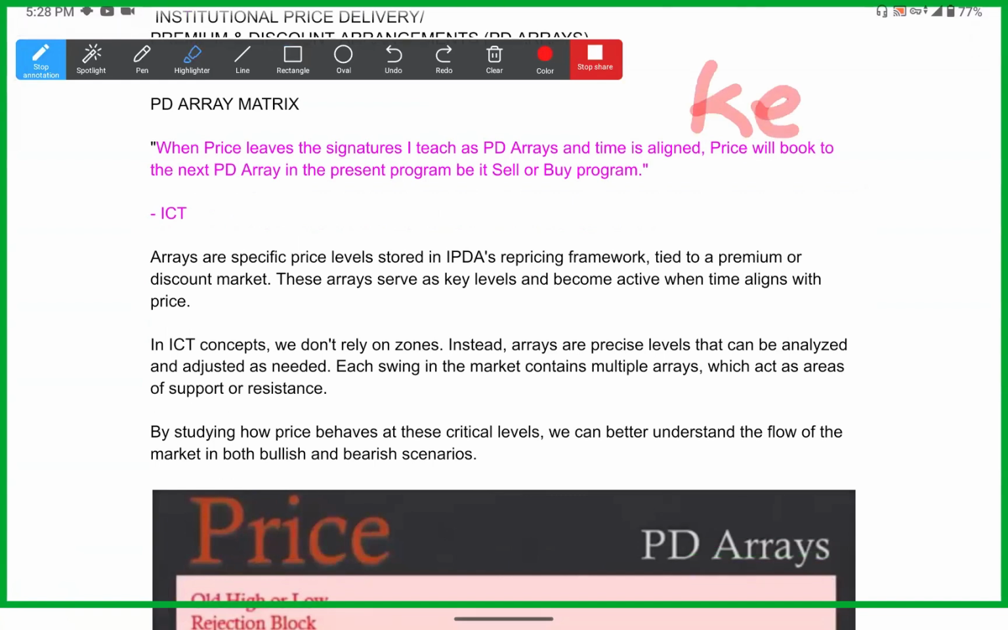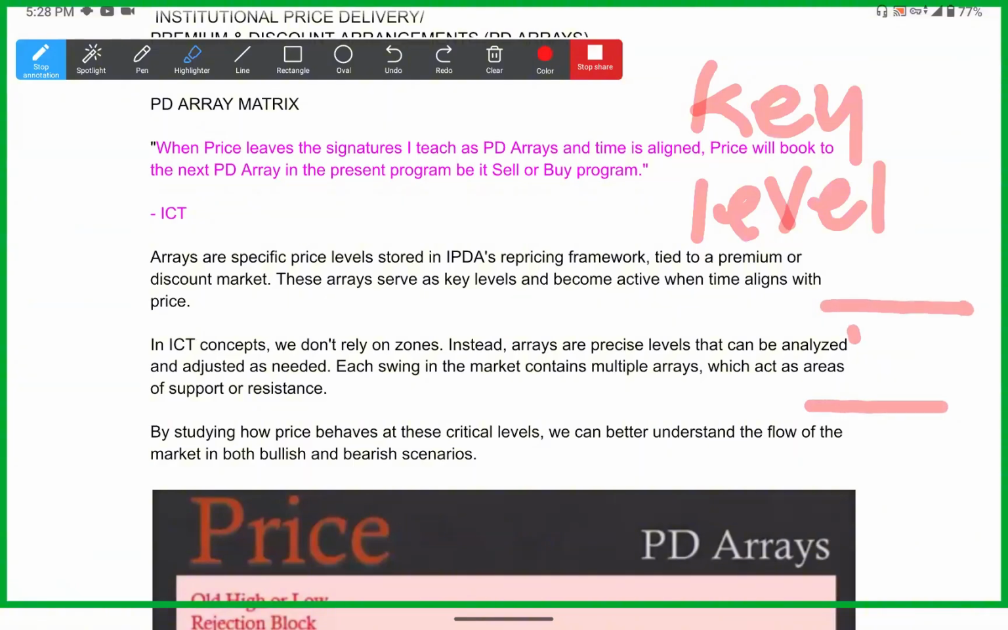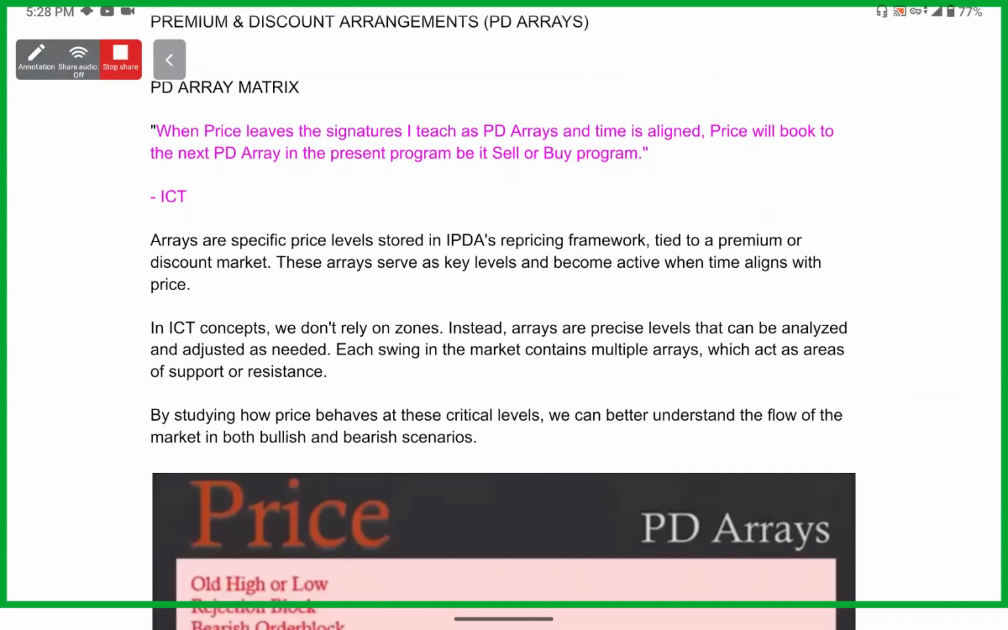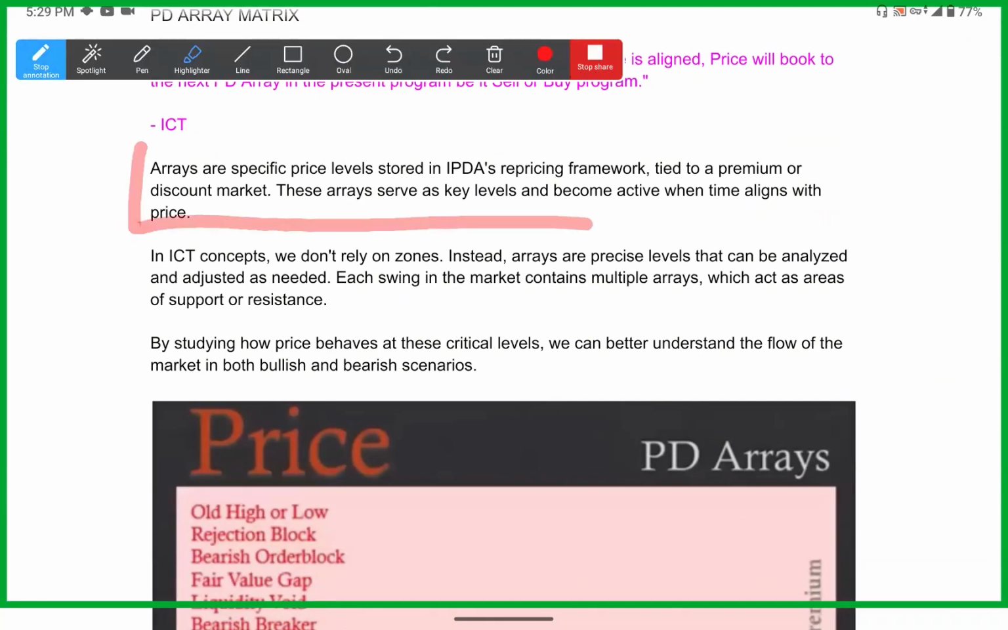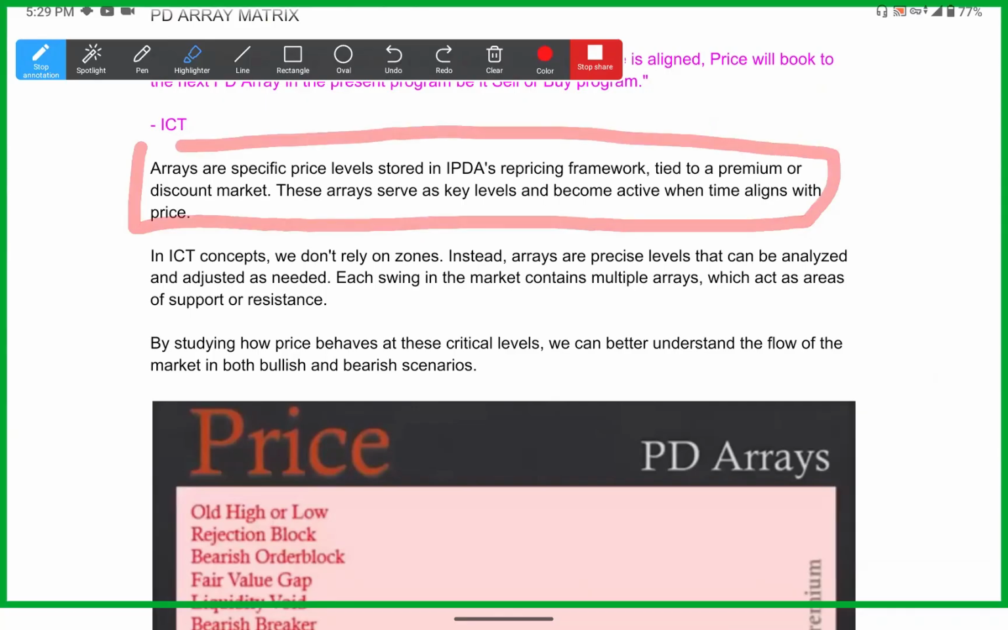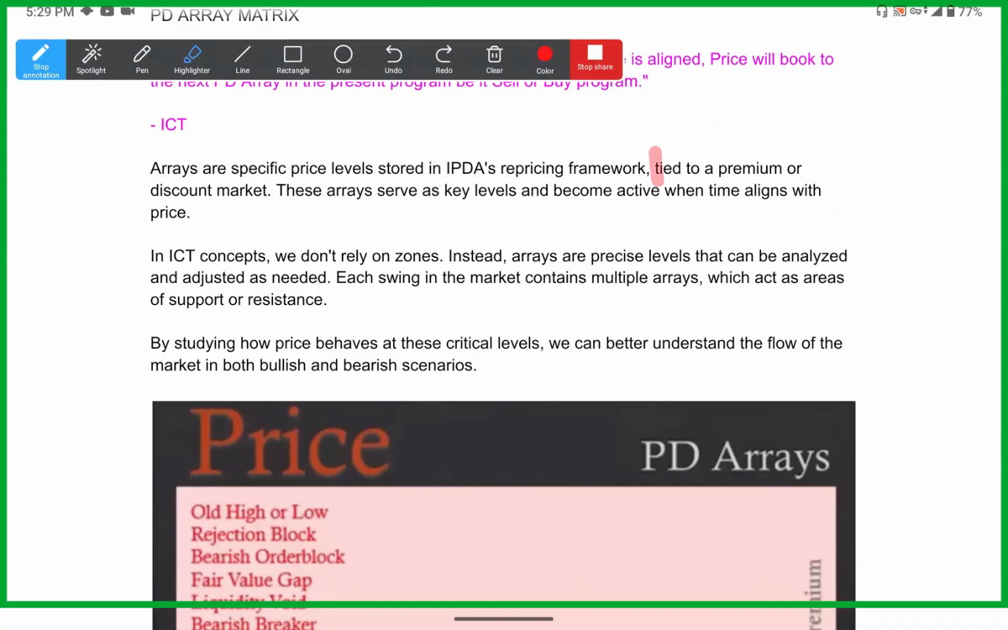Key levels where price reacts, for example, support and resistance. When price is coming, it will tap into this and it will react, go up, you get? So you should pay attention to that. Arrays are specific price levels stored in enterprise delivery algorithms, repricing framework. They are tied to a premium or discount market. These arrays serve as key levels and become active when time aligns with price.